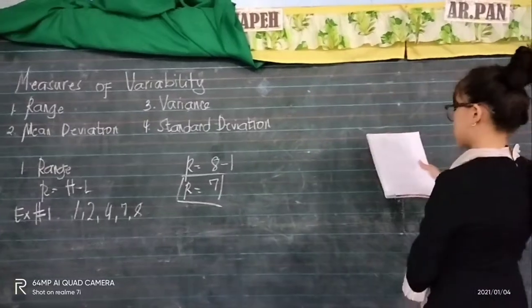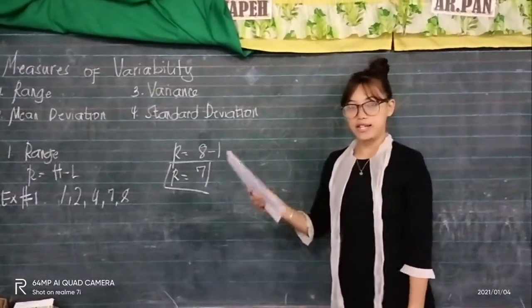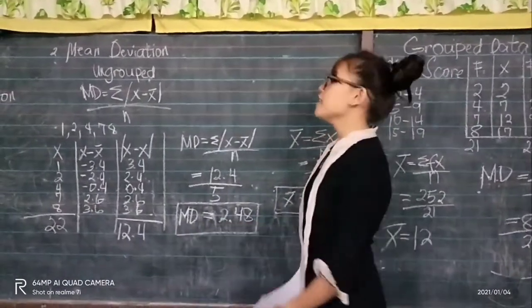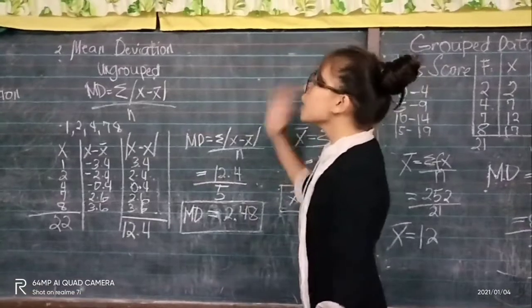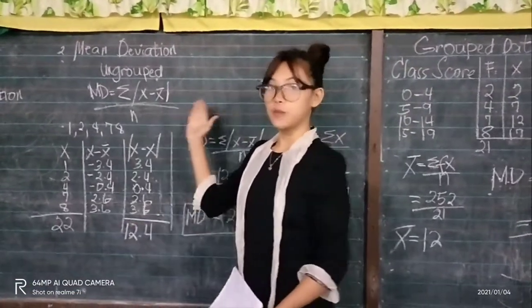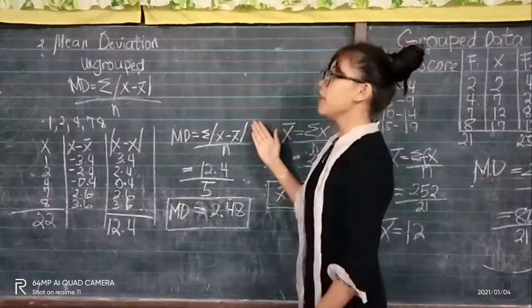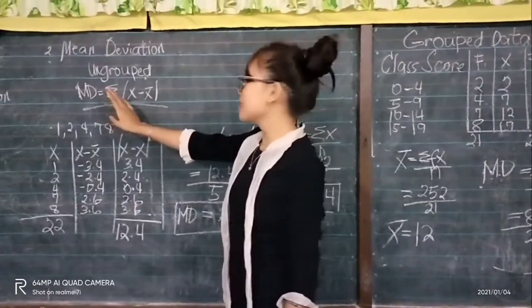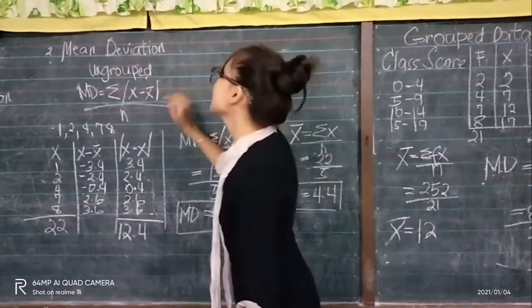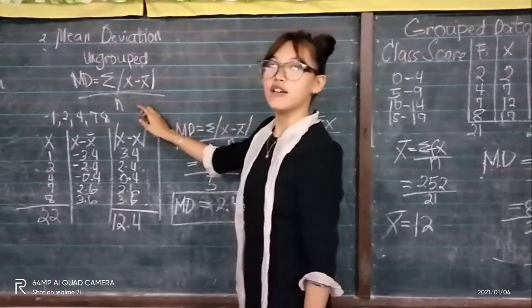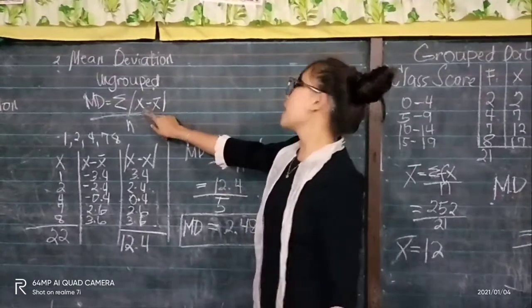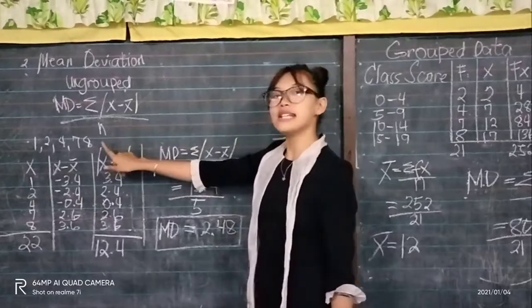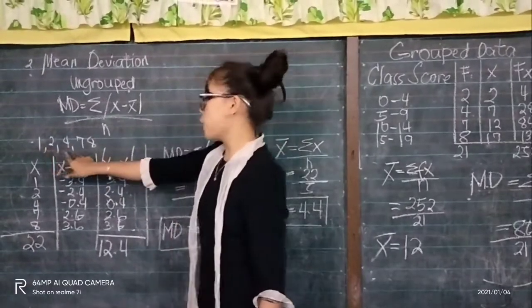In mean deviation, we have ungrouped and grouped data. Okay, so let's move on to our mean deviation. First, we're going to solve ungrouped data. The formula for ungrouped data is MD, where M stands for mean deviation, is equal to the summation of the absolute value of x minus mean, all over n. Our example here is 1, 2, 4, 7, 8.